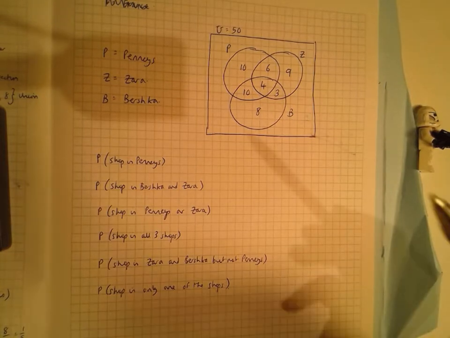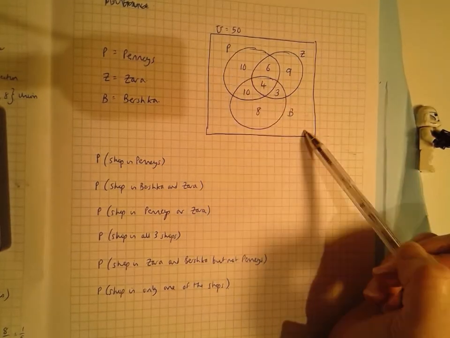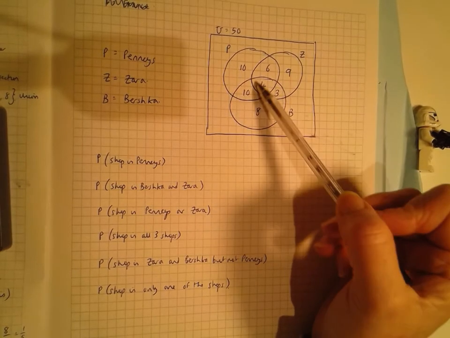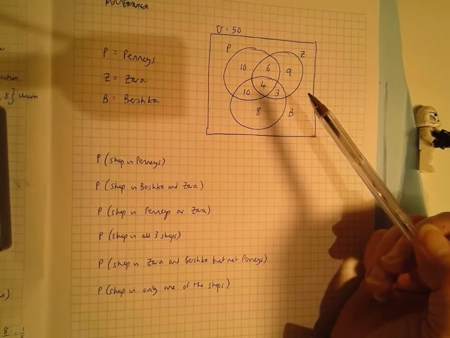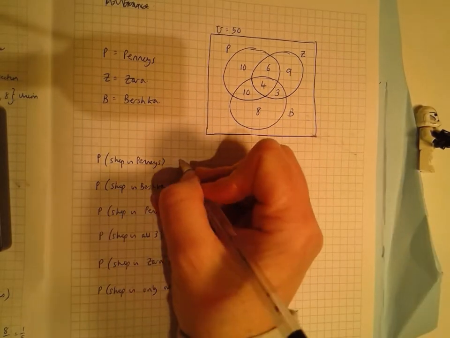Okay, so hopefully you've had a go. Here's our 50 people represented in this box. We have 3 circles. This one represents pennies, this one represents Zara, and this one represents Bershka. Now with 3 sets and 3 different things, there's quite a few different combinations we could have. So we have to read the question carefully to see what it means.